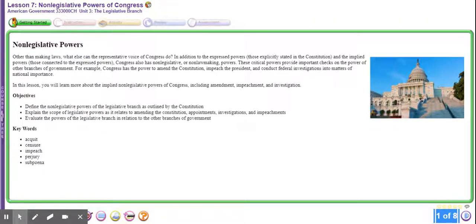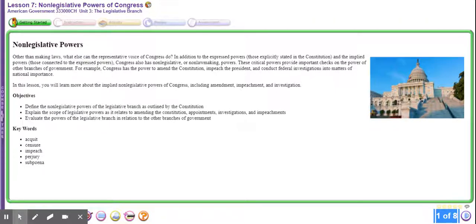In addition to the express powers, those explicitly stated in the Constitution, and the implied powers, those connected to the express powers, Congress also has non-legislative or non-lawmaking powers. These critical powers provide important checks on the power of other branches of government. Remember, we talked about the checks and the balances. We're going to talk about how Congress kind of performs those duties here.